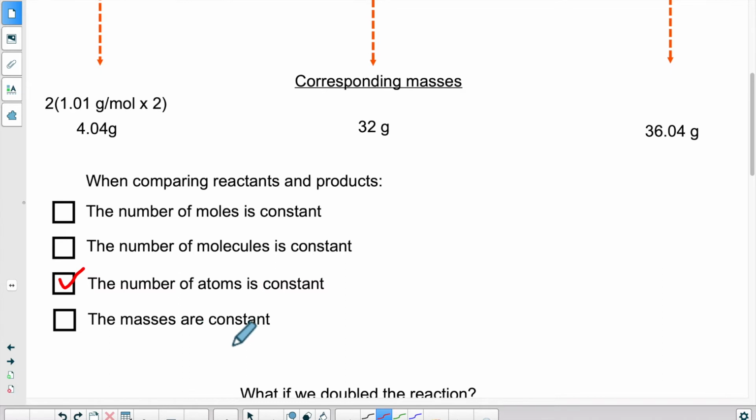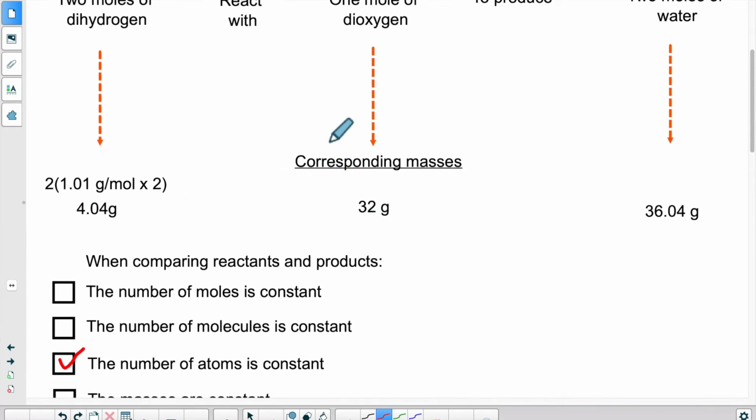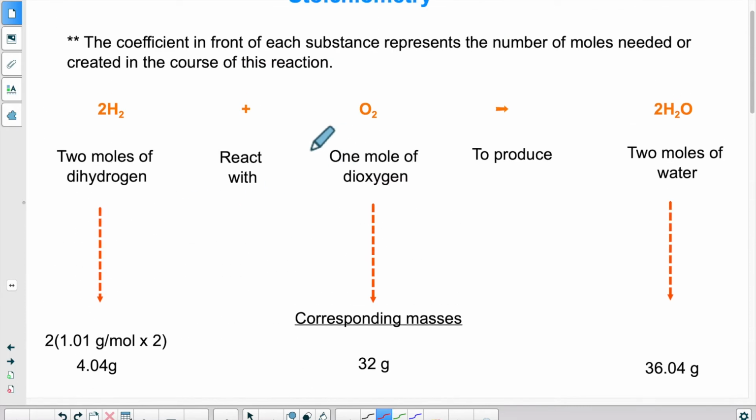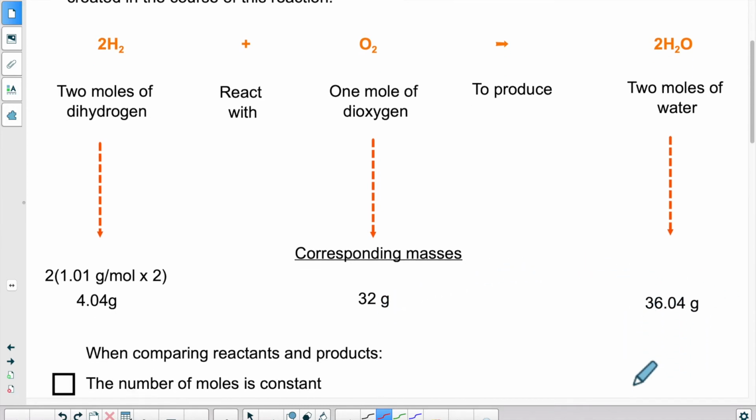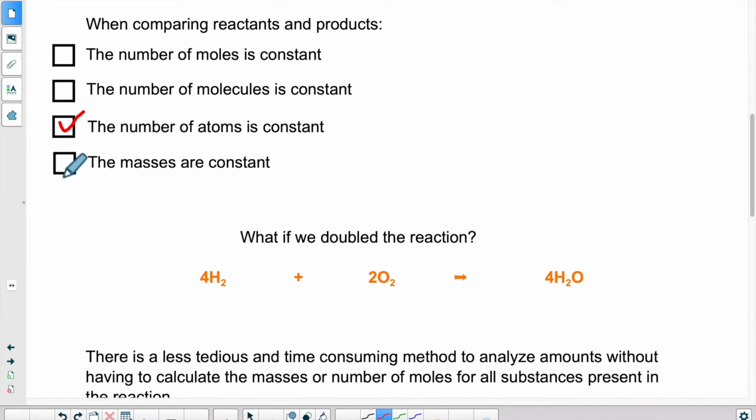Are the masses constant? Well, is the law of conservation of matter followed? 4.04 plus 32, because these are my reactants, right? If we look at the equation, these are my reactants. So 4.04 plus 32 gives me 36.04. And on the product side, I have 36.04. So yes, the masses are constant.